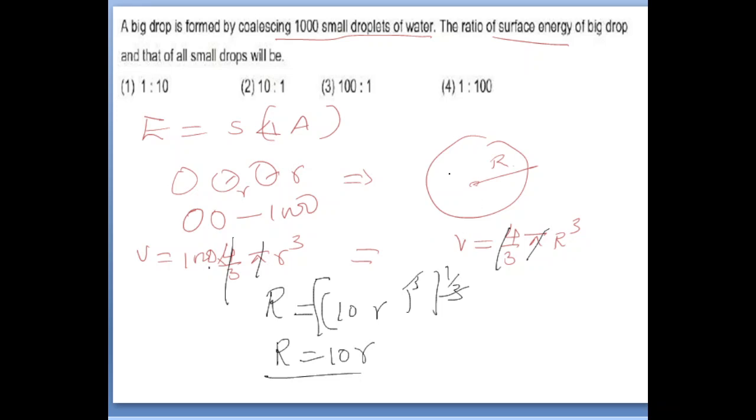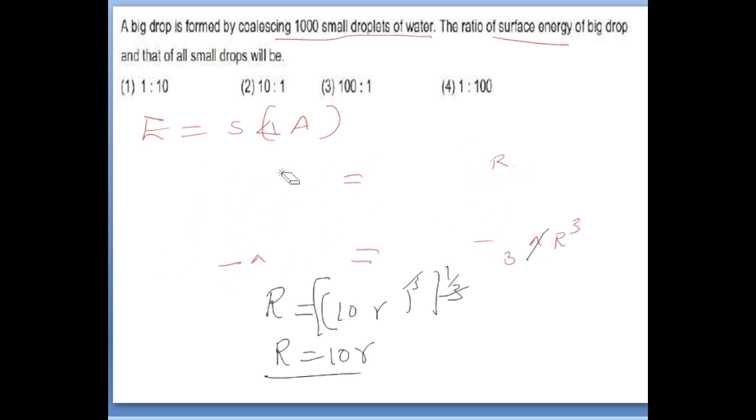Next, he is asking about surface energy, right? So what is the surface energy? Surface tension into area. So here you can take the formula directly for the surface energy of the big drop to the surface energy of the small drop. The surface tension is of water only. Big or small, both are water only, so it is constant. No need to consider it, just the area. So what is that? 4 pi r square, spherical drop. So 4 pi is also constant. Just take capital R cube by small r.